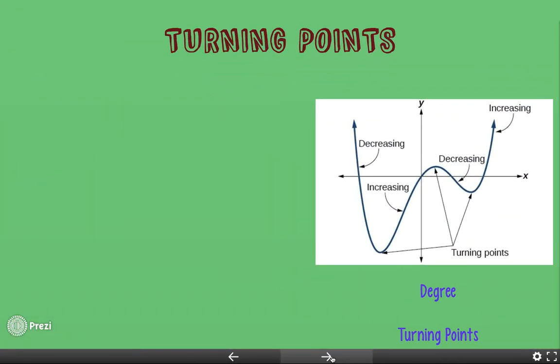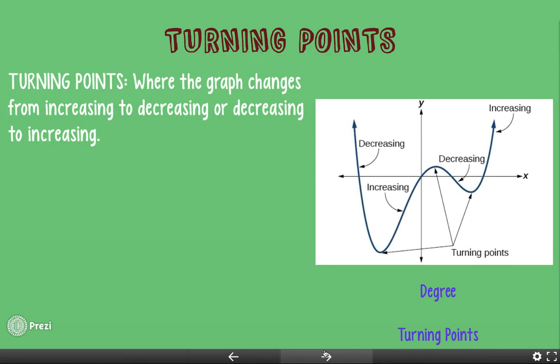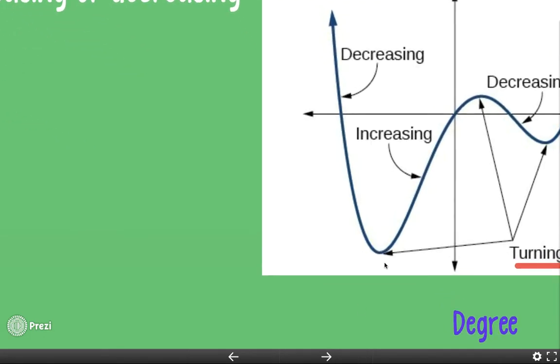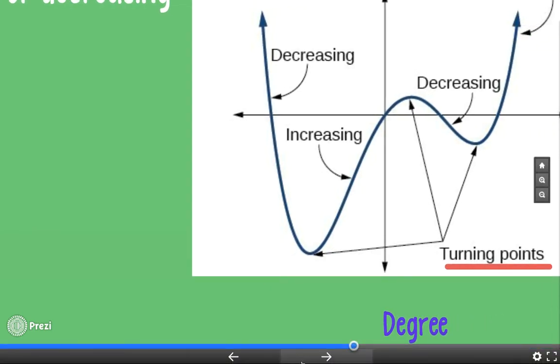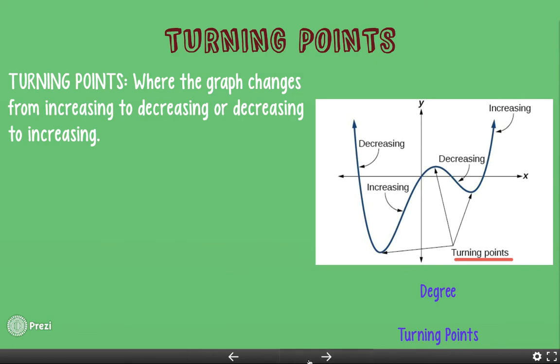So turning points. We did a nifty activity in class where you found out the largest amount of turning points that a graph can have in relation to its degree. Again, turning points are where the graph changes direction, so it goes from increase to decrease or decrease to increase. So these are our turning points right here. We got one there, and one there. Pretty nifty, right? I think so too.